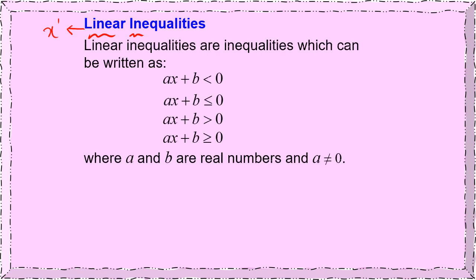Linear inequality. We learned about linear equations. What does linear mean? The highest power of x is equal to 1. That is linear. And this is an inequality, so we don't have an equal sign. Linear inequalities are inequalities which can be written as ax plus b, notice here we have x to the power of 1, the highest power is 1, less than 0, less than or equal to 0, more than 0, more than or equal to 0, where A and B are real numbers and A must not equal 0. If it's equal to 0, then we don't have x here, right?